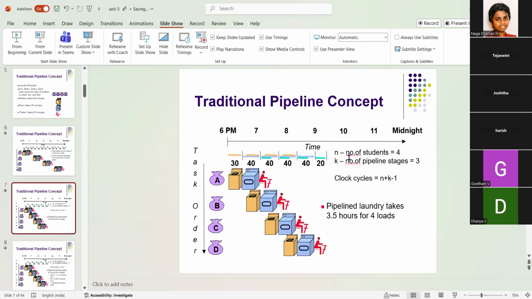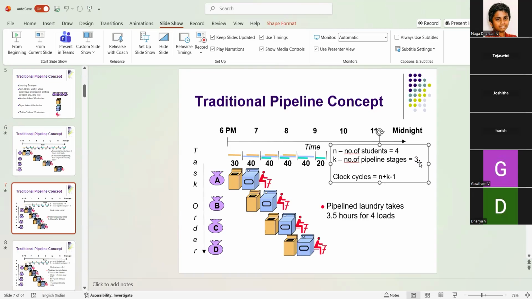Now I'll be explaining what these notations are, as we'll be using them soon. This n is the number of students over here. So here we have 4 people, A, B, C, D. So n is 4, and then there are the number of pipeline stages. There is a washing unit, drying unit, and a folding unit. There are 3 stages that you need to perform for one person. So that is k. The number of pipeline stages is equal to 3.